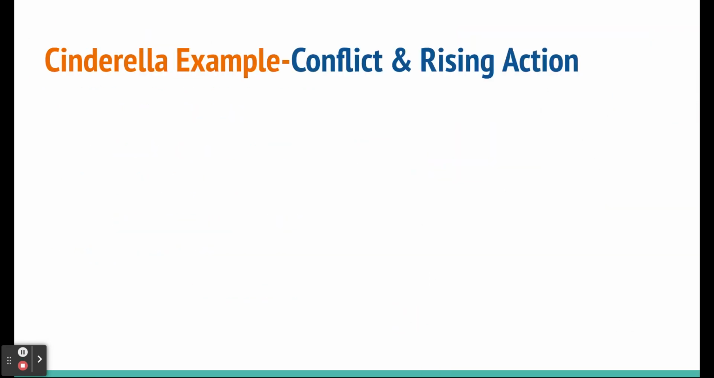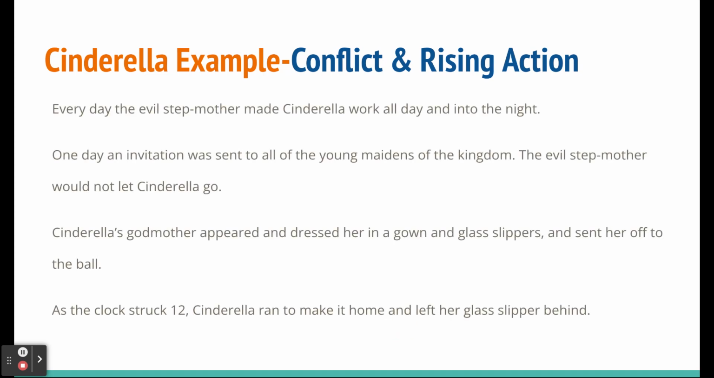Returning to our example of Cinderella, let's look at the conflict and rising action. It says, every day the evil stepmother made Cinderella work all day and into the night. One day an invitation was sent to all of the young maidens of the kingdom. The evil stepmother would not let Cinderella go. Cinderella's godmother appeared and dressed her in a gown and glass slippers and sent her off to the ball. As the clock struck 12, Cinderella ran to make it home and left her glass slipper behind.